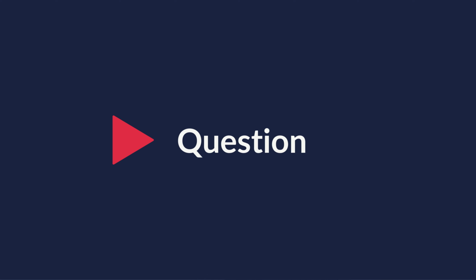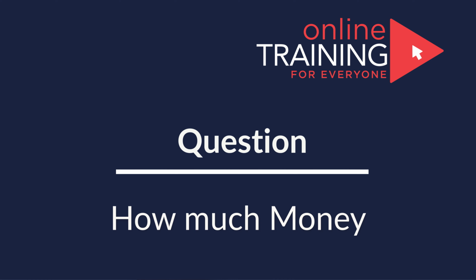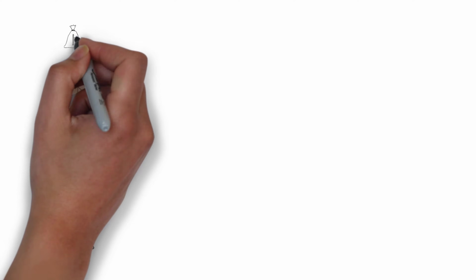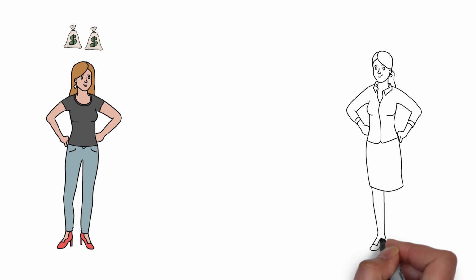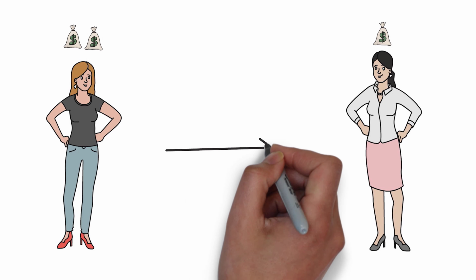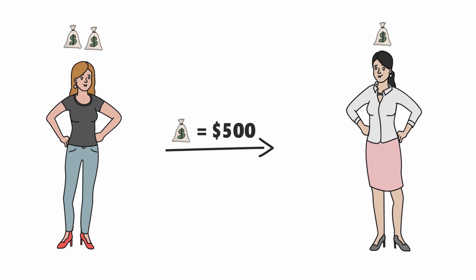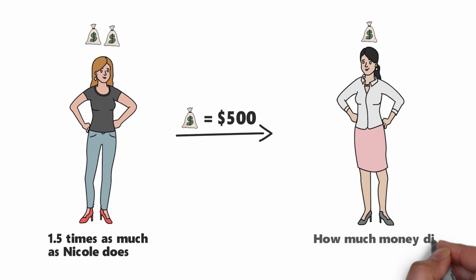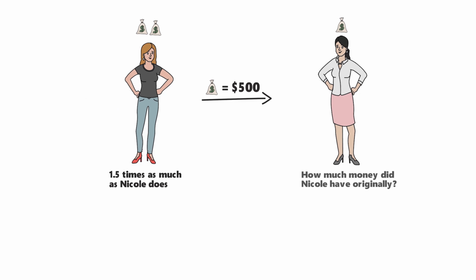Here's an interesting question which tests your understanding of money management as well as accounting. Sarah has twice as much money as Nicole does. After Sarah loans $500 to Nicole, she will have 1 times as much as Nicole does. How much money did Nicole have originally? And you're presented with 4 different choices.